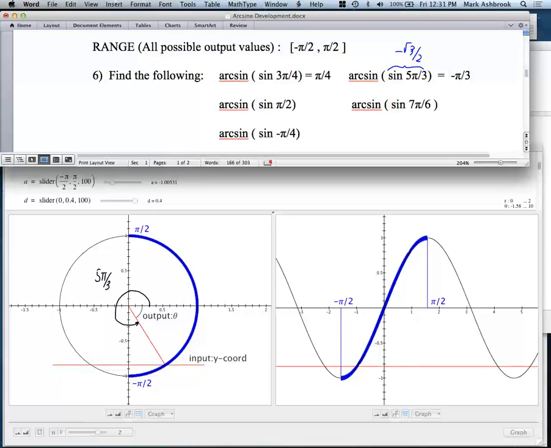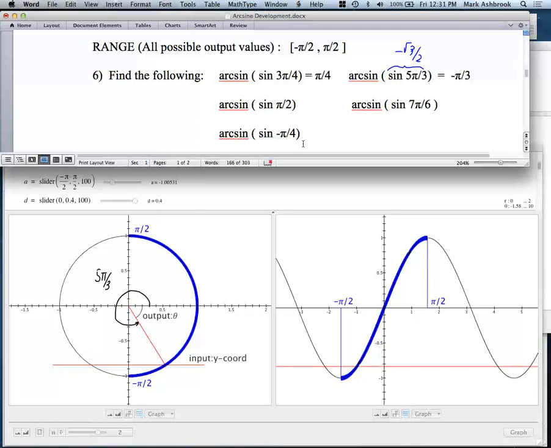I'll stop for questions. Is this making sense? Really, these are great questions to see if you understand arcsine. Any questions? All right, I'll take a request on the remaining 3. Which one do you want me to do? Request. Negative pi over 4. Okay?